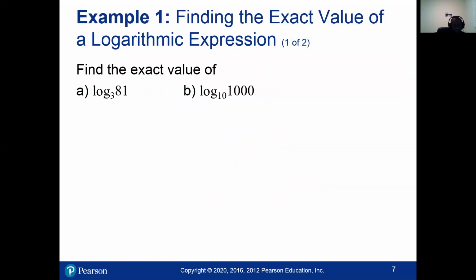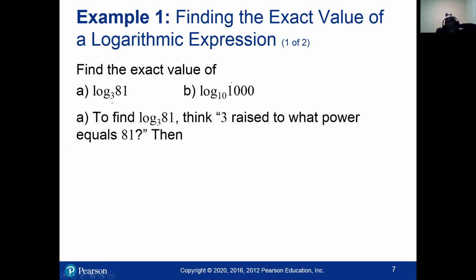So now let's find some specific values, that is, finding the exact value of a logarithmic expression. For part a, you have log 81 to the base 3, and then log 1000 to the base 10. So let's look at the a part.